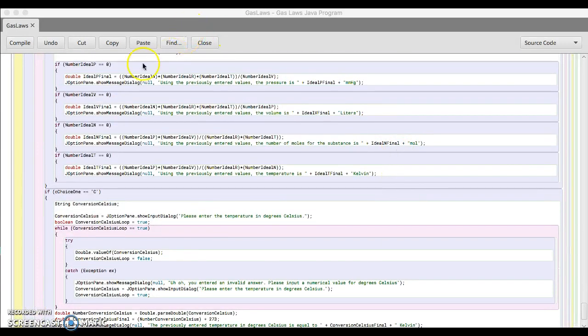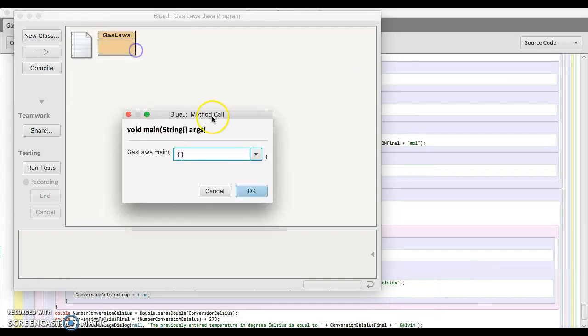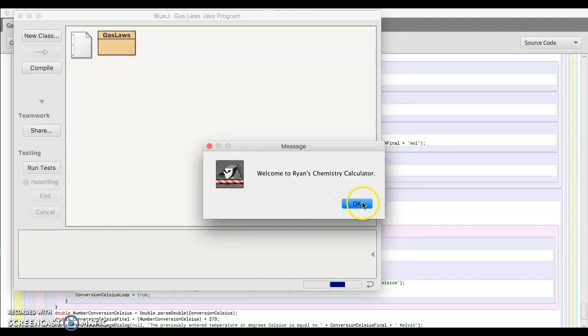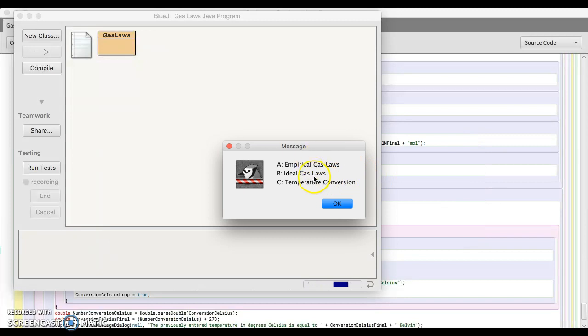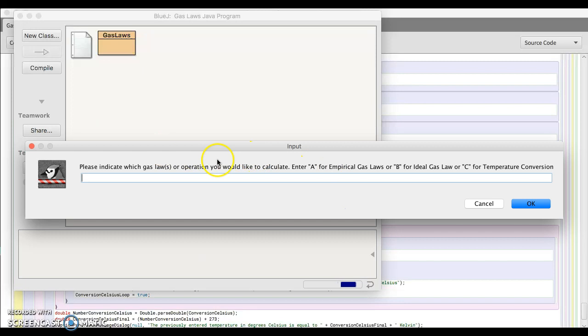And here I'm going to run the code. So the user is just shown these different lines. Welcome to Ryan's Chemistry Calculator. This gas laws program provides a useful calculator for several gas laws integral to chemistry. And then it shows a list of the 3 different beginner options, which are empirical gas laws, ideal gas law, and temperature conversion. And the user doesn't have to memorize that. It's asked again in the following question. Please indicate which gas law or operation you'd like to calculate.